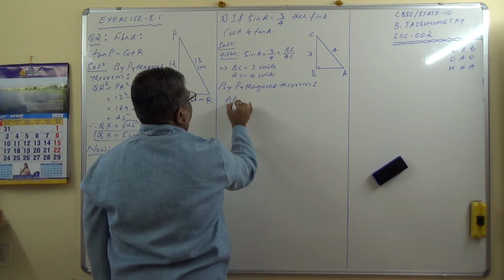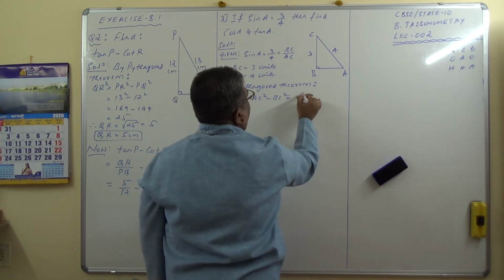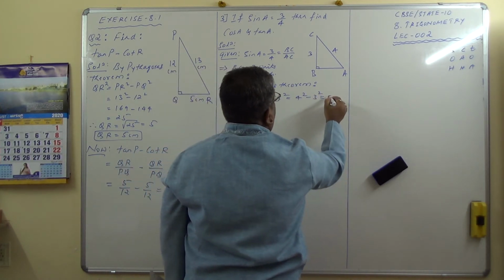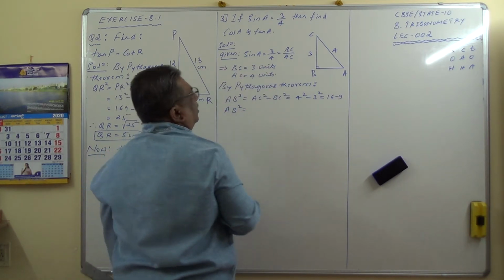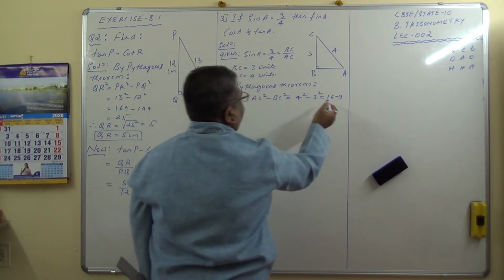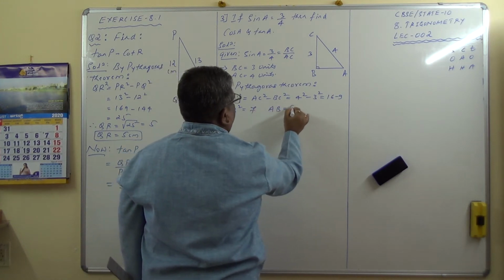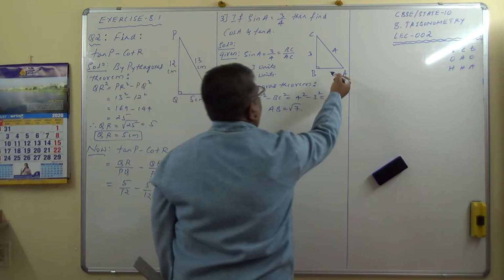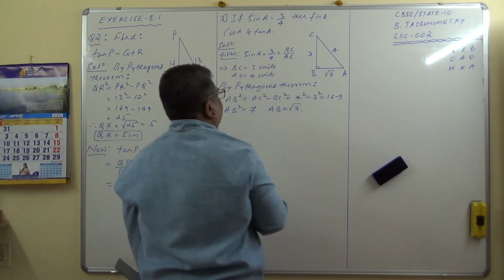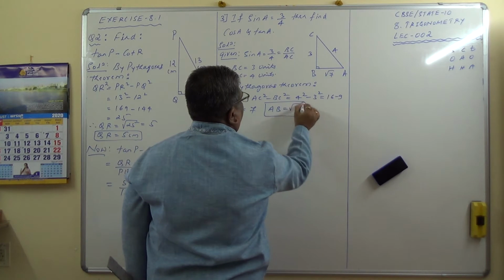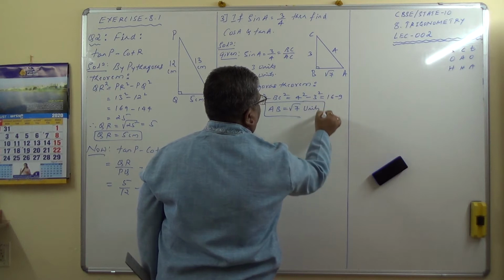AB square equals AC square minus BC square, which is 4 square minus 3 square, which is 16 minus 9. So AB square equals 16 minus 9, that is 7. AB equals under root of 7. So here we are getting under root of 7, correct? 16 minus 9, 7, it is correct. Basically AB is equal to root 7 units, we can write it. That is much more preferable.